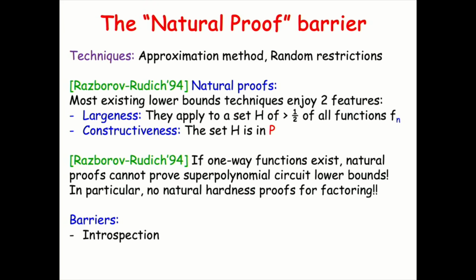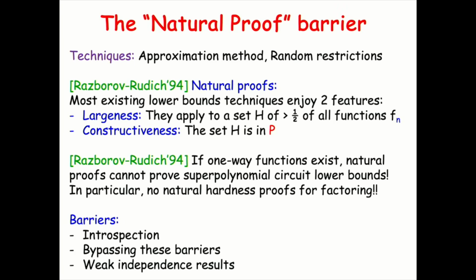Once we fail, we try to understand why we failed, what's the set of techniques, and how can we sidestep it and maybe find a way around this barrier. And also, it turns out this can be formalized in logic, and this natural proof barrier can be made into a weak independence result.